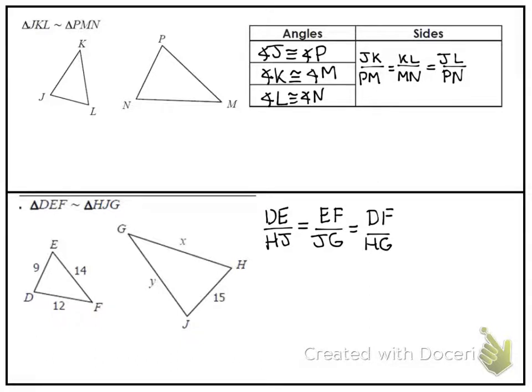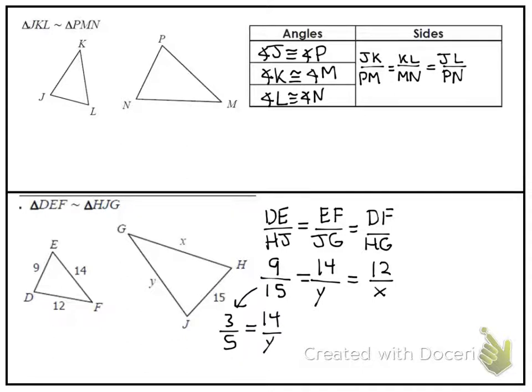So now I copy over the values. We have 9 over 15, 14 over Y, and 12 over X. From these, I always have one value that works that's already known, and that's the 9 over 15. That reduces to 3/5. Now that is also our scale factor. So if I took 3/5, I could set it equal to both of the other fractions where I'm missing a value.